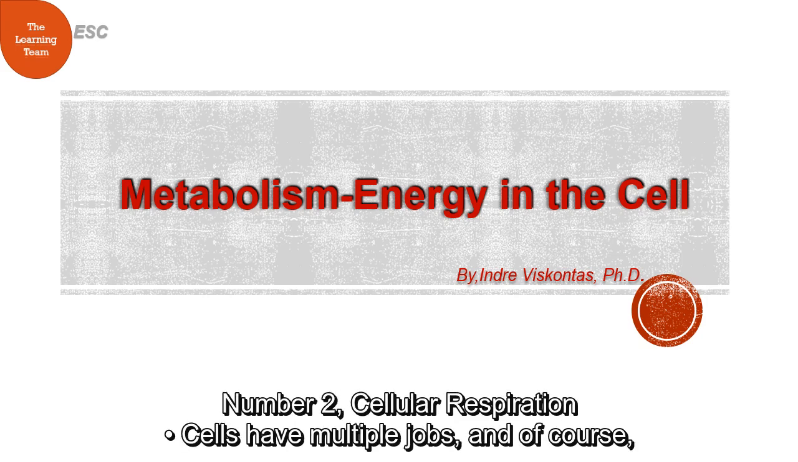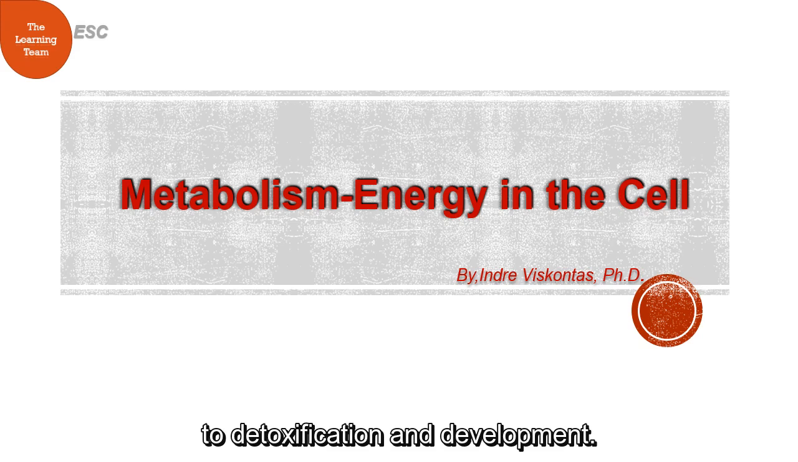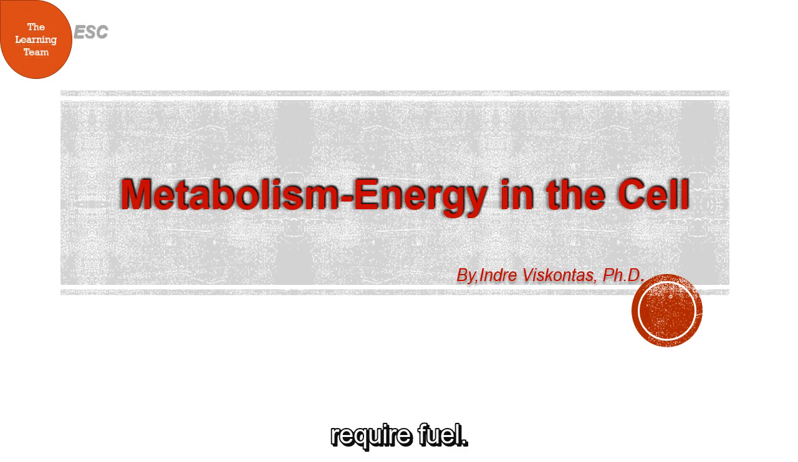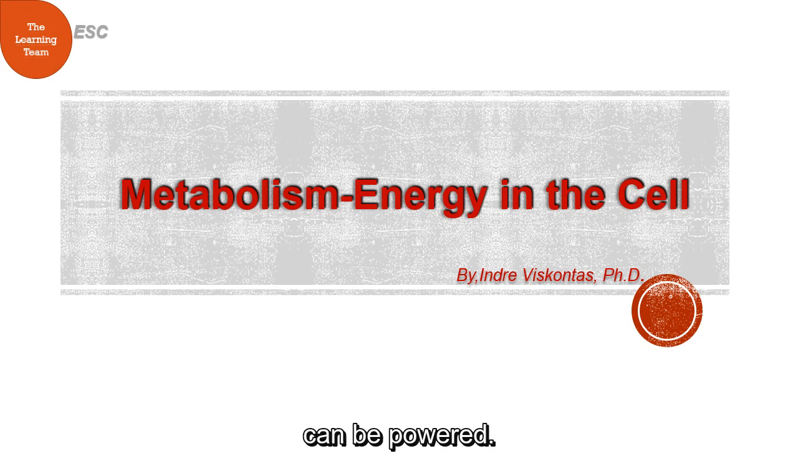Number 2. Cellular respiration. Cells have multiple jobs, and of course, different types of cells have different subspecialties, from muscle control to information signaling to detoxification and development. All of these jobs, and the factories that create the products needed to accomplish them, require fuel. In animals, food needs to be ingested and converted to energy so that the protein factories can be powered.